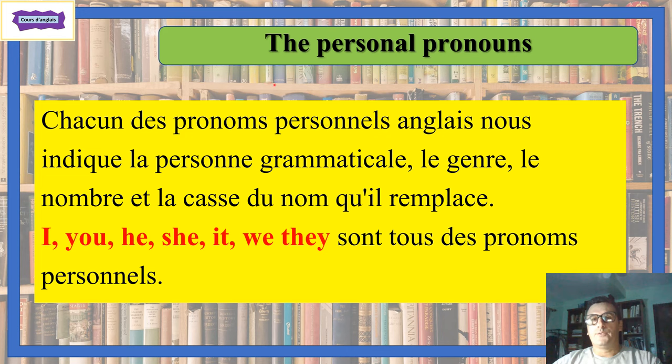Alors, définition de personal pronouns. Chacun des pronoms personnels anglais nous indique la personne grammaticale, le genre, le nombre et la classe du nom qu'il remplace. I, you, he, she, it, we et they sont tous des pronoms personnels.